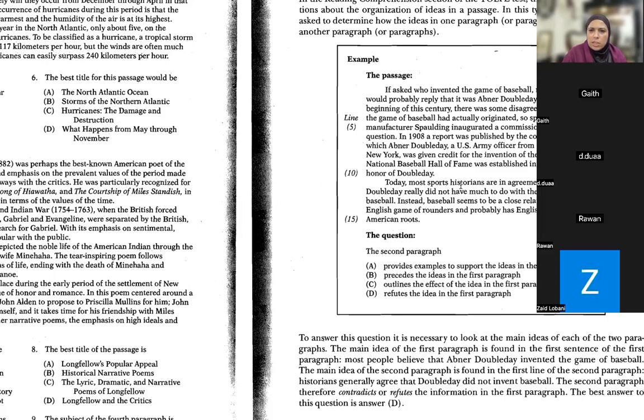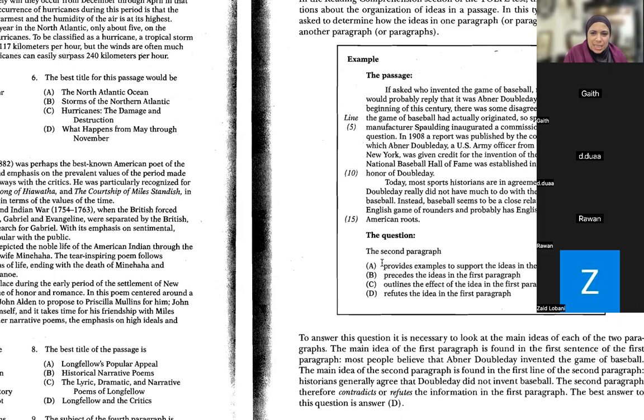Most sports historians, يعني مؤرخي علوم الرياضة مالهم, are in agreement that Doubleday really did not have much to do with the development of baseball. So this is the main idea of the new paragraph. This has nothing to do with this. It opposes it, right? So I want to ask again the question. Just say yes or no. Does the second paragraph provide examples to support the idea in the first paragraph? Yes or no? No, it doesn't support it. It's totally different. Opposition. Good job.